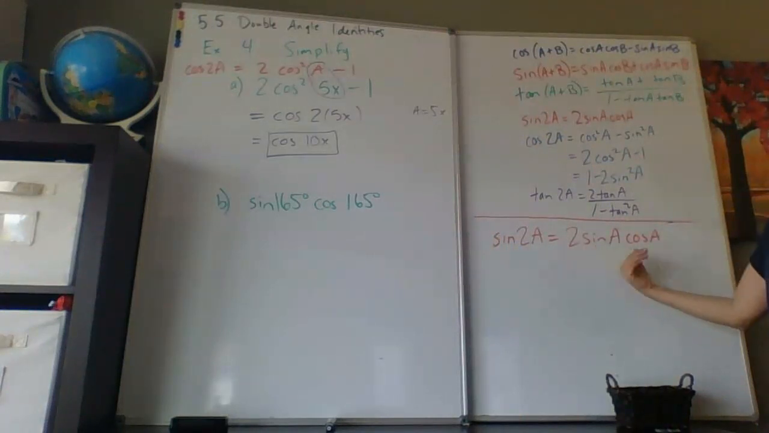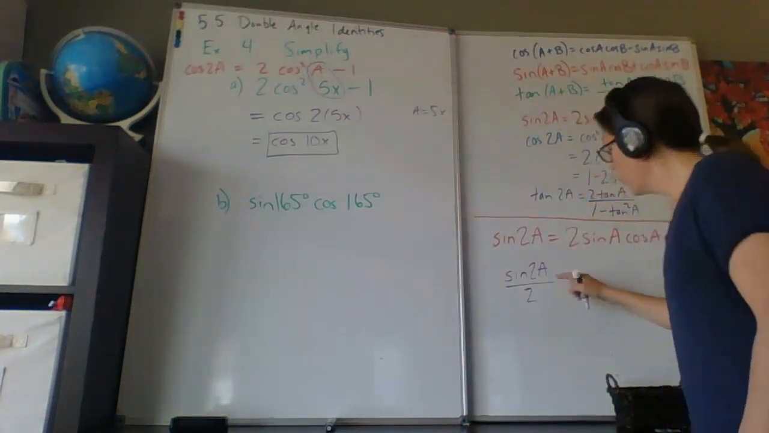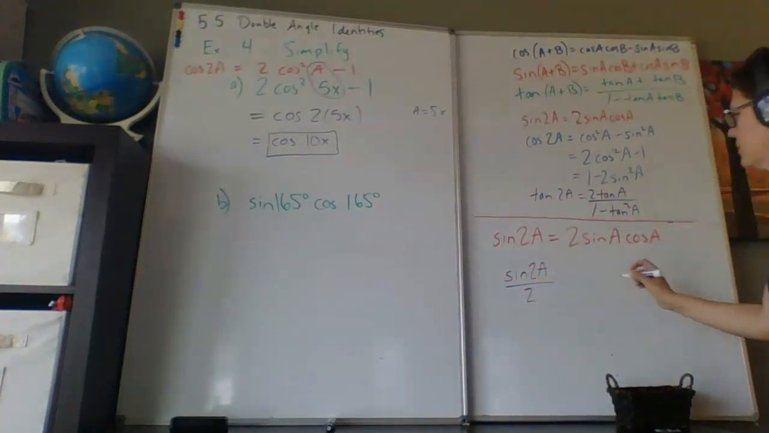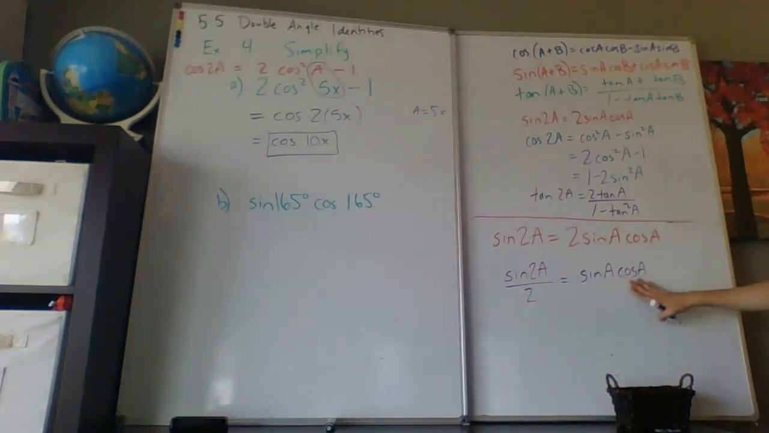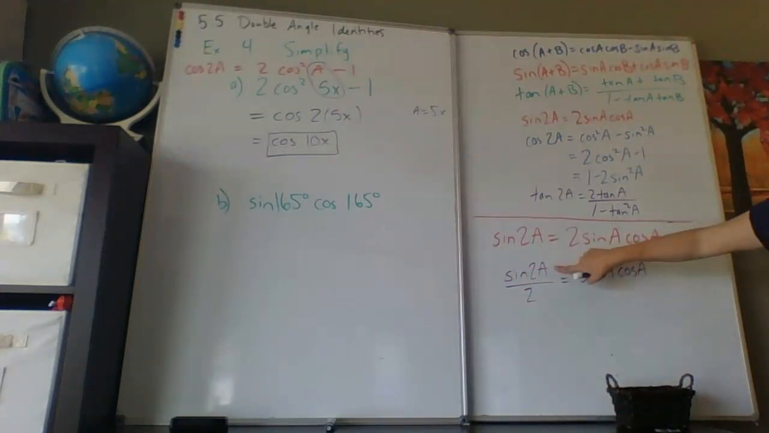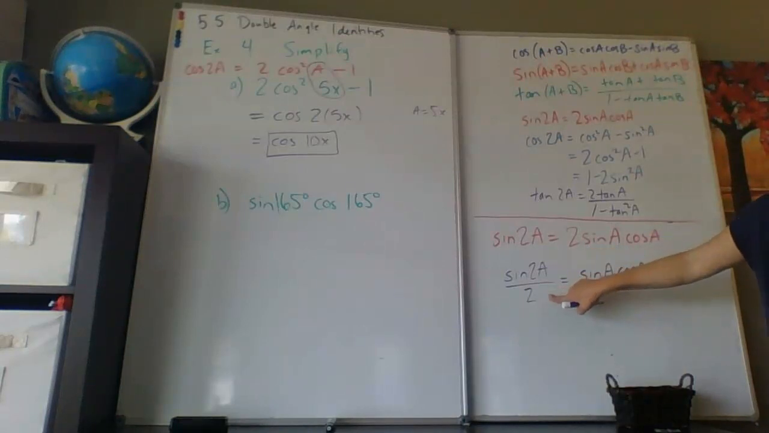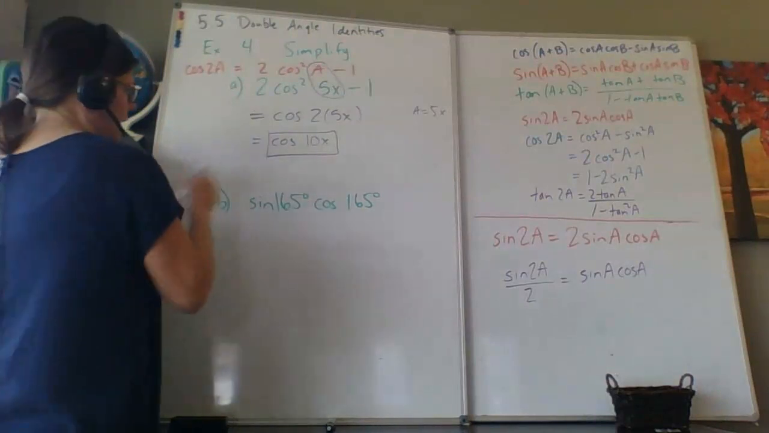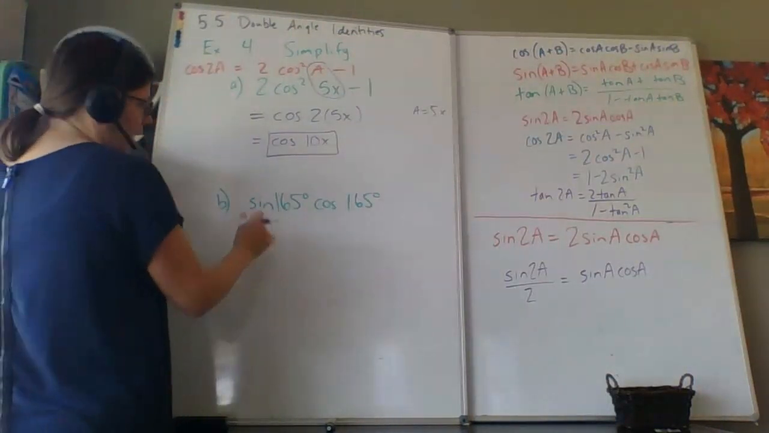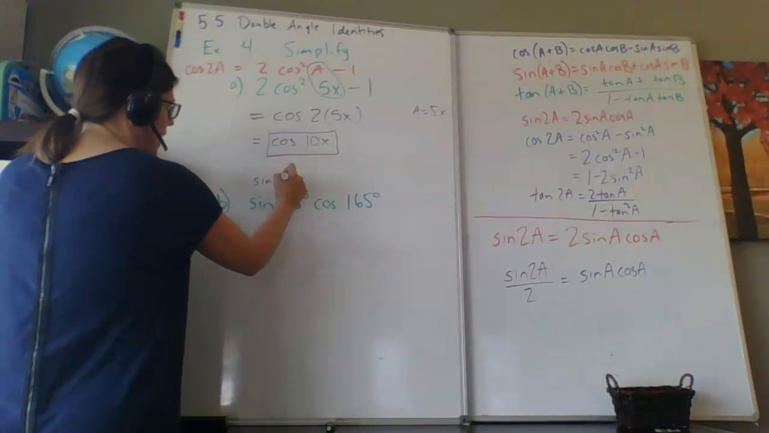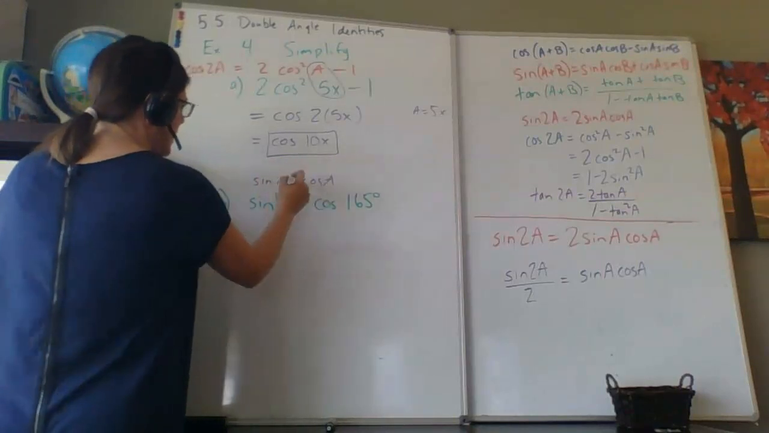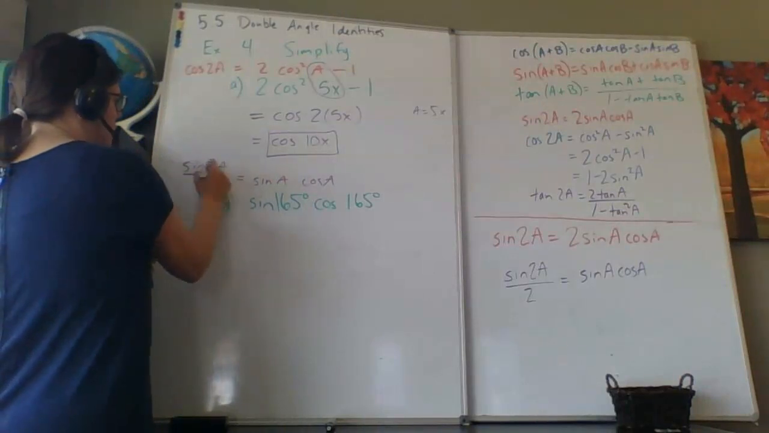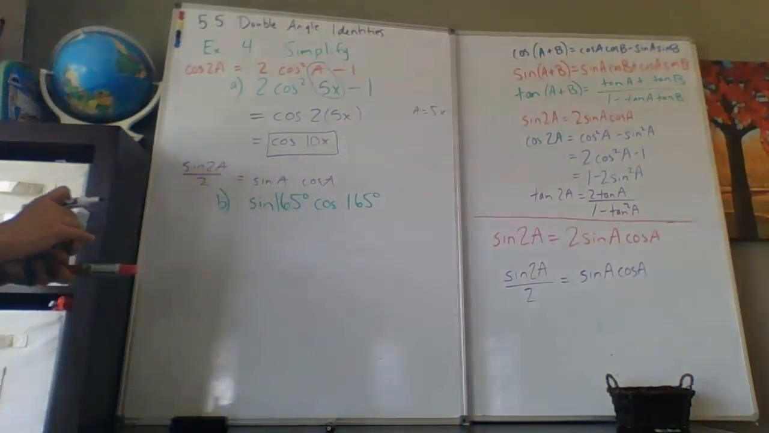So one thing I could do is divide both sides by 2. Remember, these 2's can't cancel because sine of 2a is almost like its own variable. So now I have sine a times cosine a is the same as sine of 2a divided by 2. So now I'll go back over here and rewrite those to see what's lining up. So sine a cosine a is equal to sine of 2a all over 2.